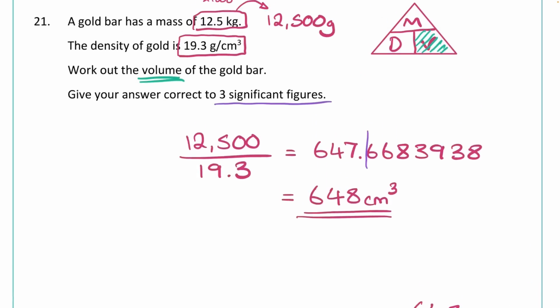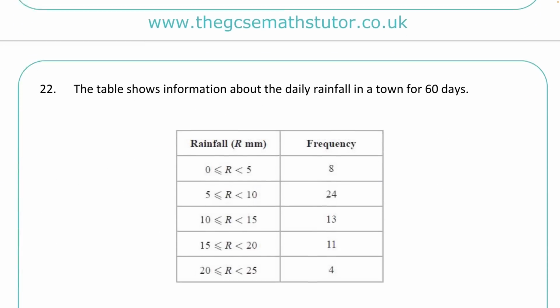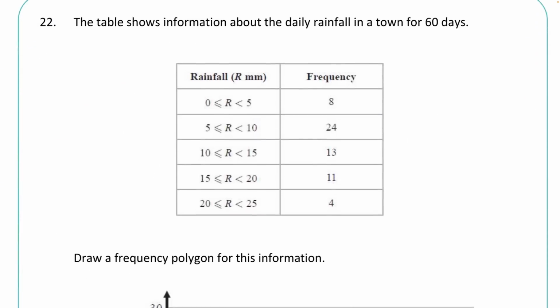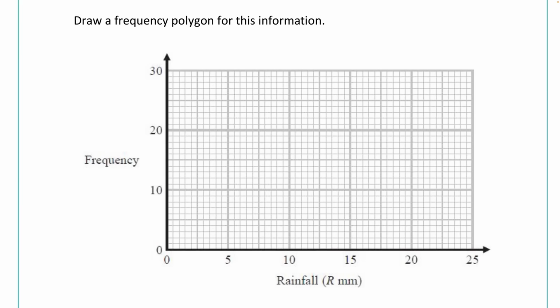And there we go, that was using density, mass and volume. And again, just remembering to write your formula down, or a formula triangle if that's what you use. But there we go, there is our density question. Now this next question is asking us to draw a frequency polygon. A frequency polygon is a really nice graph to draw because all we have to do is do a dot to dot.